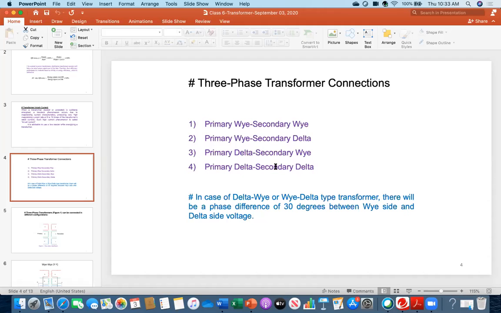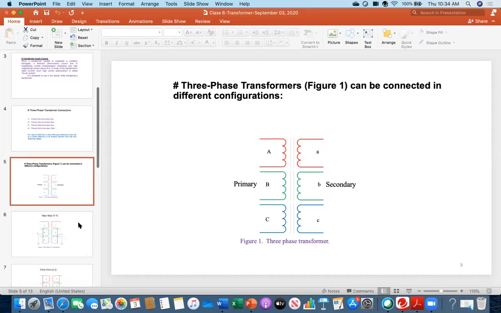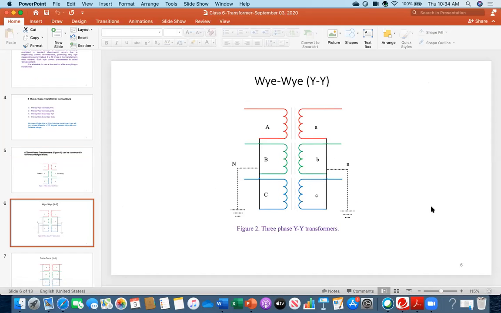Now the thing is how to make the connection. Like you have these 3 separate single phase transformers. How will we make them 3-phase? So therefore, let's have a look at some examples.